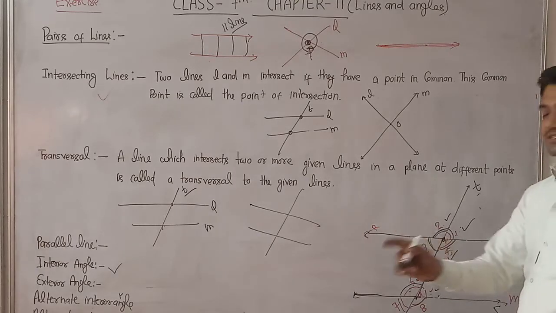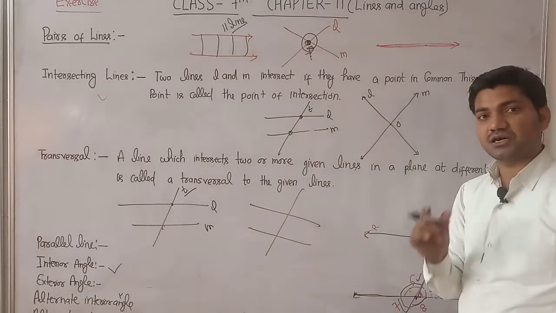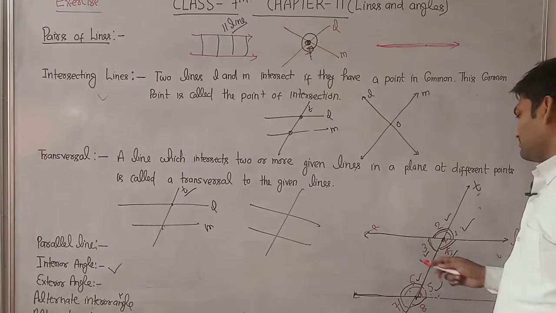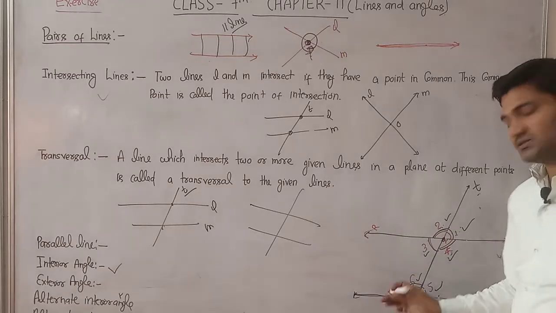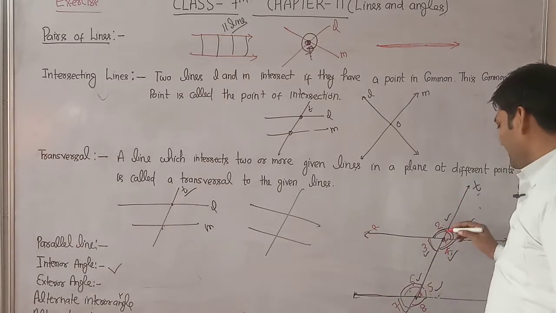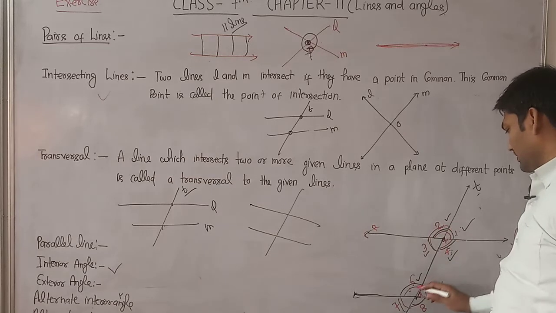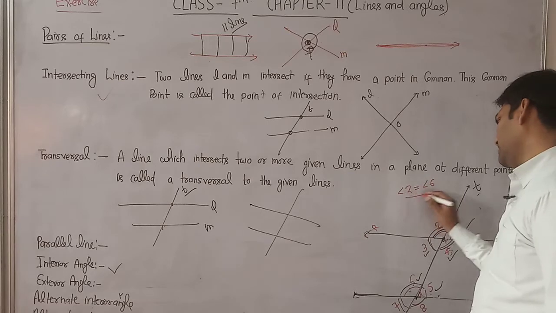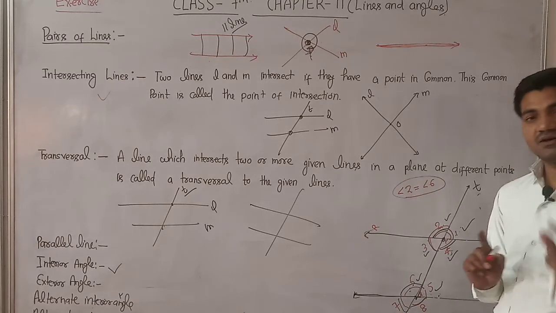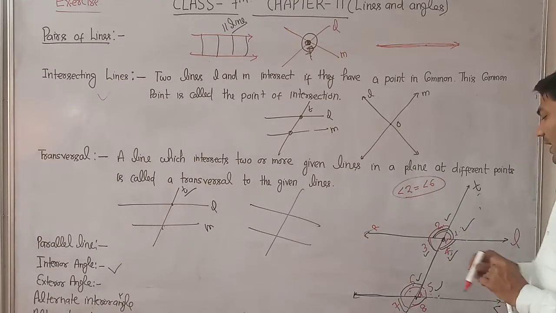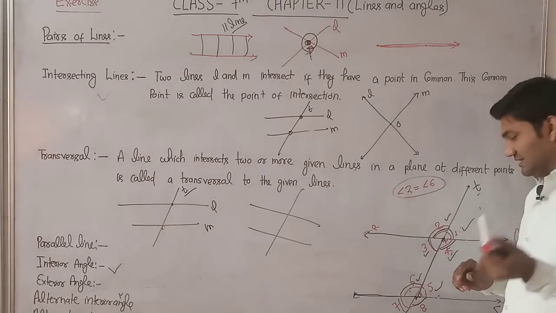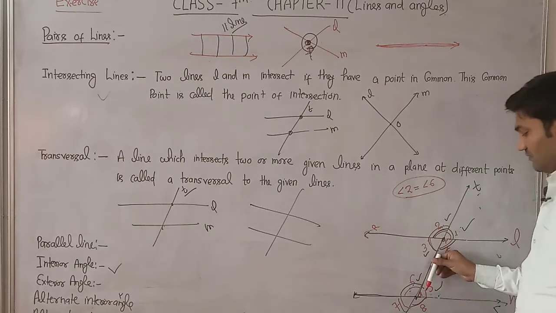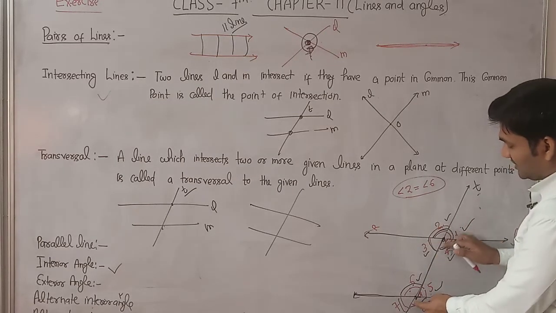Now the last concept is the corresponding angle. In the condition of corresponding angles, two parallel lines are intersected, forming many angles. Angle 2 is equal to angle 6. It is a corresponding angle. The condition of corresponding angles is that one arm is common and the angles are on the same side. PQ is the common arm.